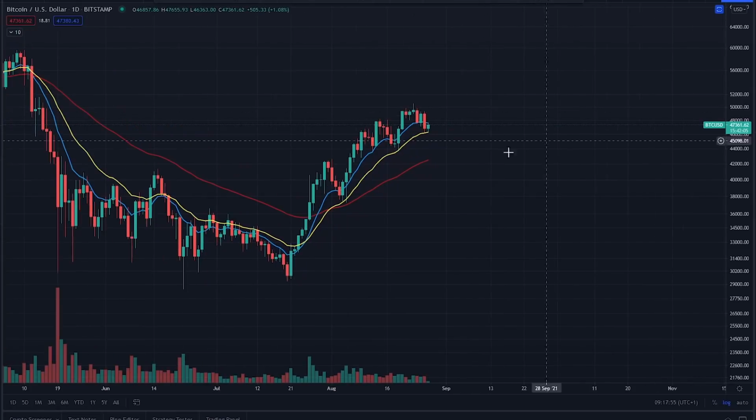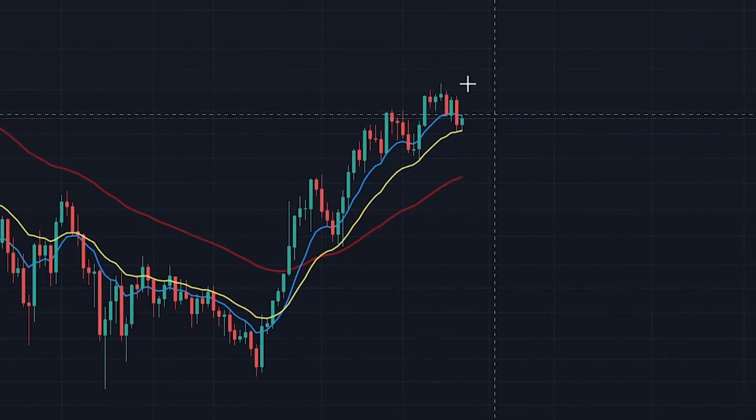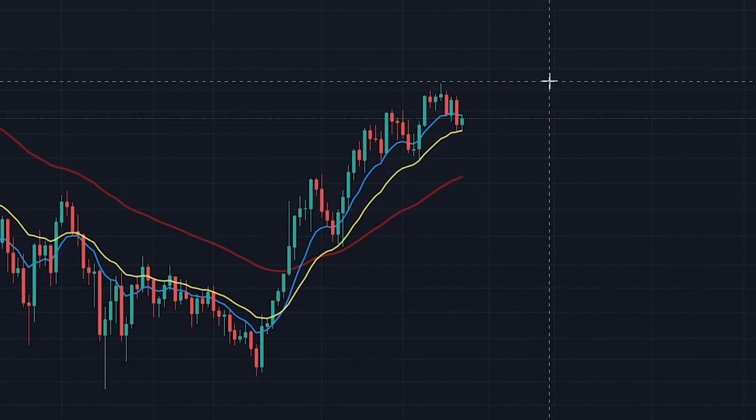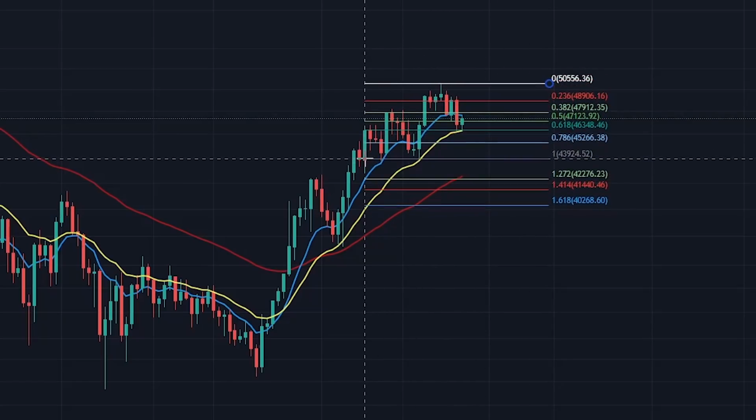Okay, so you can see that Bitcoin's bounced off the 20 EMA at the moment. You are hitting your head on the 10, so that's acting as a level of resistance at the moment. So just here for Bitcoin, you are actually retracing at the moment. So let's have a look where your retracement levels are just off the bat.